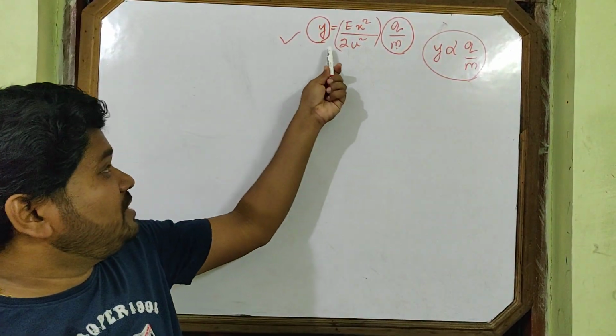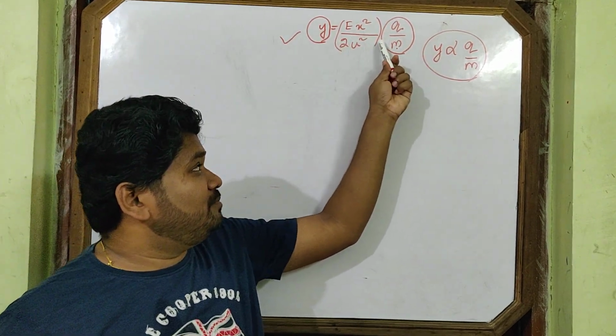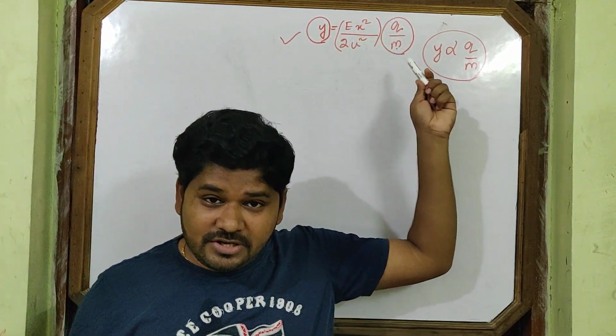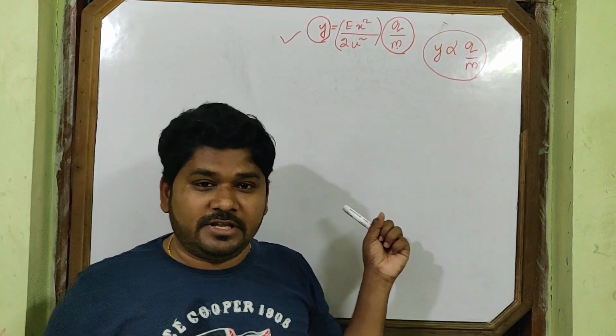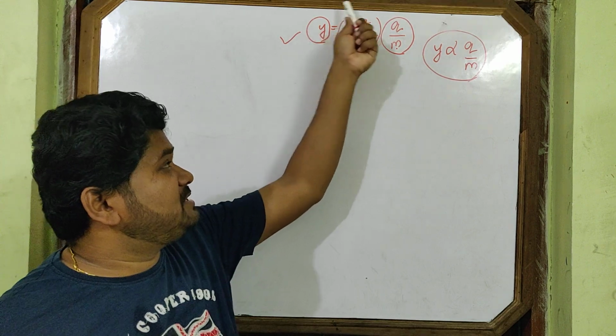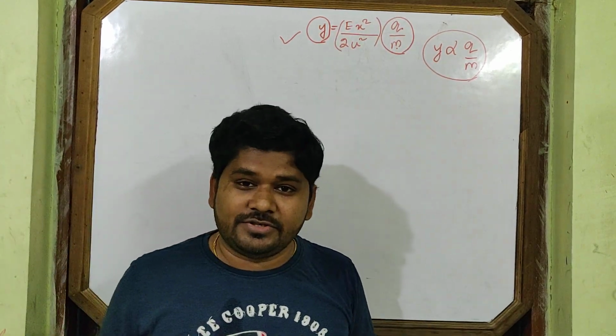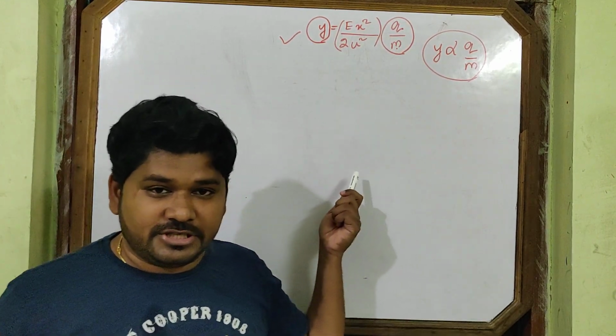Another thing I am telling you, based on this formula, one numerical is also there. Your last question of the NCERT book, question number 34, is a numerical based on this formula. We can also solve that question. Question number 34, the last question.